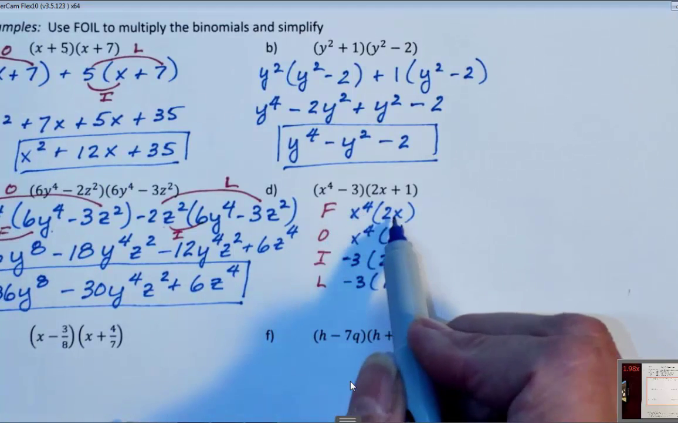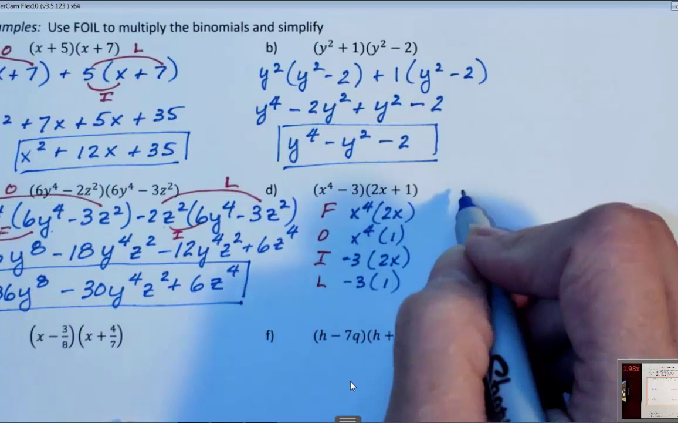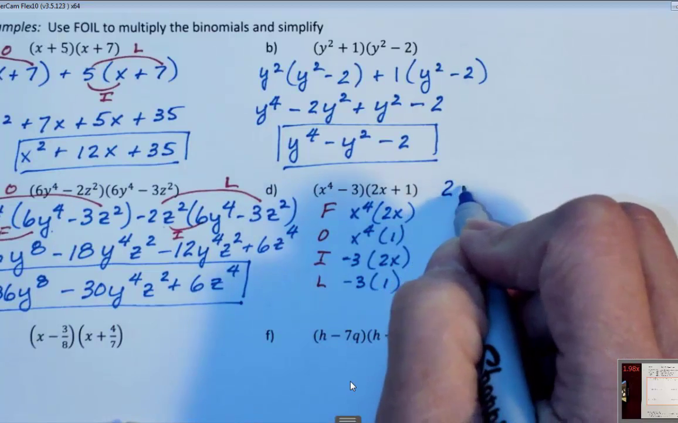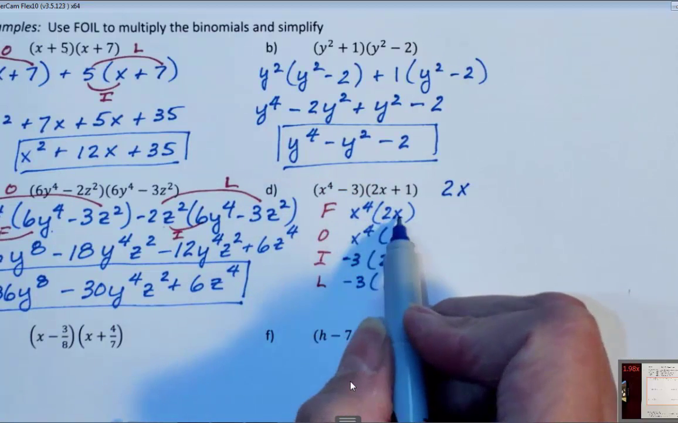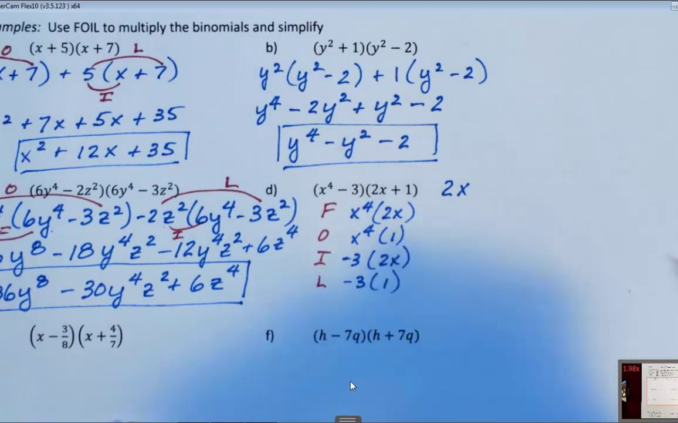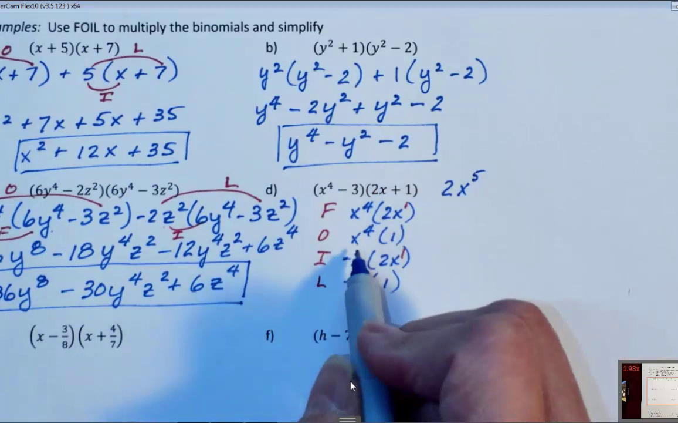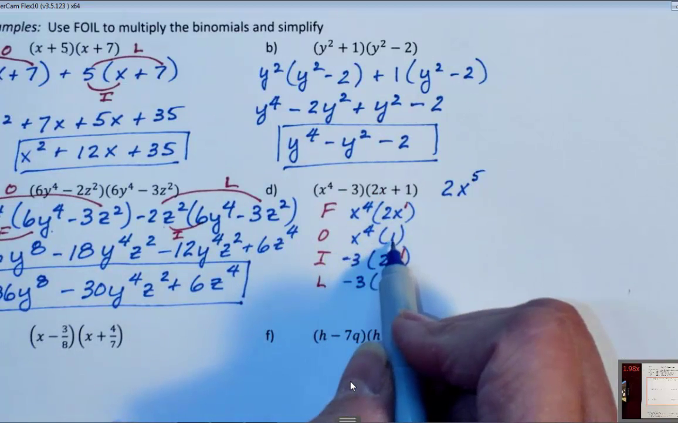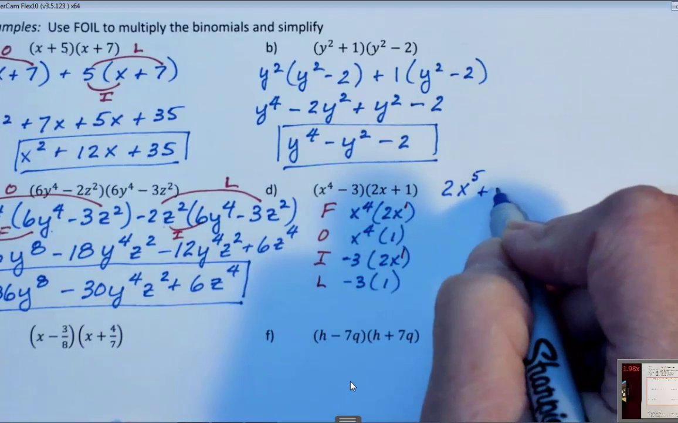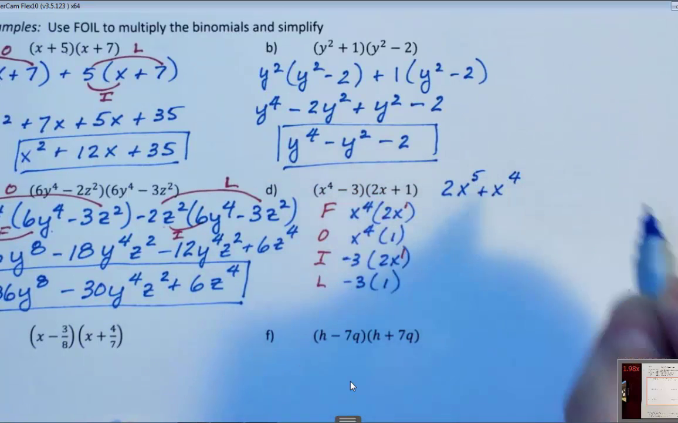So x to the 4th times 2x. Well, that gives me 2x, same base, add your exponents. Remember, there's a 1 on that x there. So it becomes x to the 5th. Then I'm going to have x to the 4th times 1, which gives me x to the 4th.